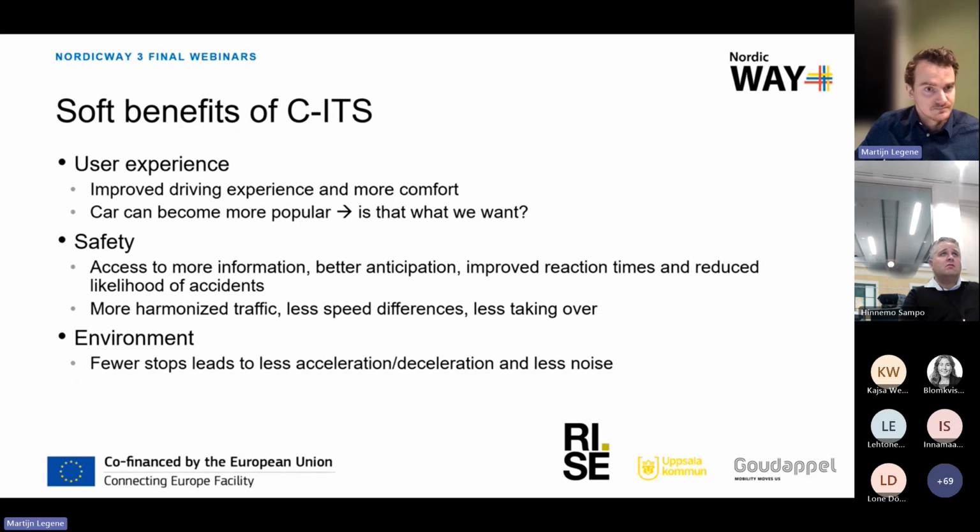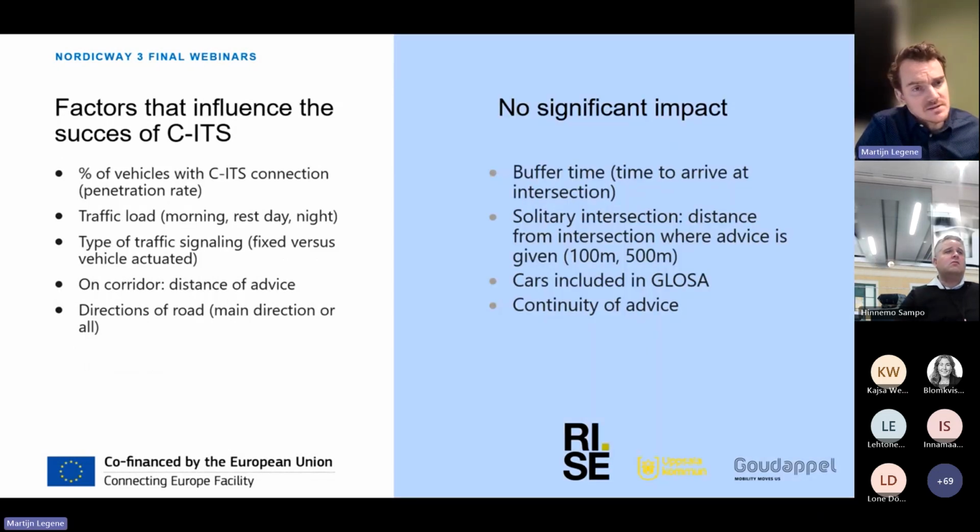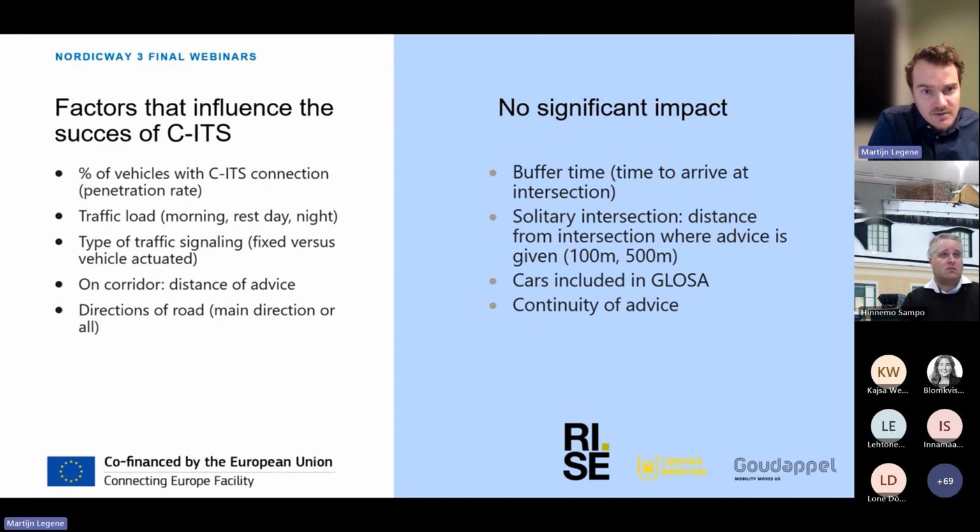From all of our simulations, we consider many different variables that we implemented in order to simulate how CITS works. But not all of them play an important role in societal benefits. Factors that influence the success of CITS are the number of vehicles with the CITS connections, which is called the penetration rate when you look it up in literature. The traffic load when you implement it, is it in the morning, is it on the rest day, is it in the night when there's less traffic? The type of traffic signaling is important. Is it fixed or is it vehicle actuated?